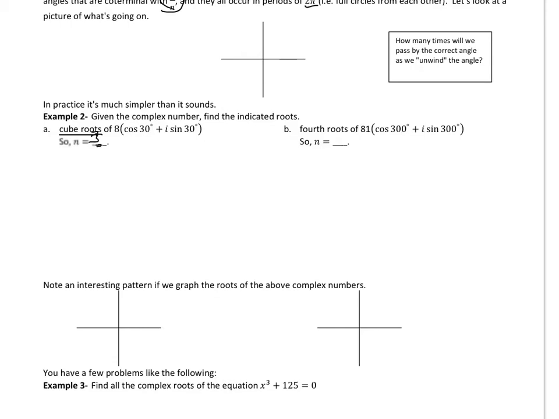So if we have z to the 1/3, then that's going to equal r to the 1/3, or 8 to the 1/3, or the cube root of 8, times the cosine of 30 plus 360 k, sorry, we're not going to go 2 pi, we're going to go 360 because we're in degrees, all over n, in this case 3, plus I sine of 30 plus 360k all over 3.